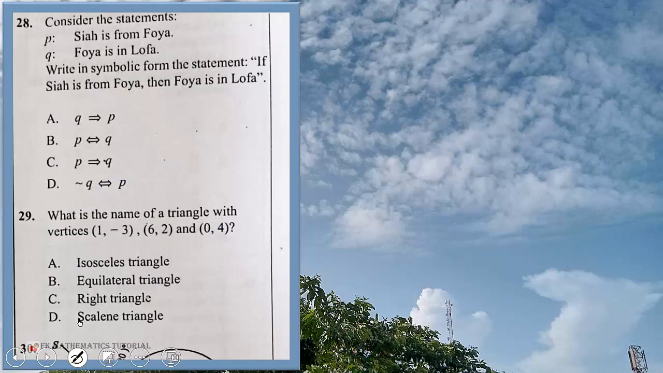Consider the statements: P, Sia is from Foya, and Q, Foya is in Lofa. Write in symbolic form. If Sia is from Foya, then Foya is in Lofa. So this is P. If P, then Q. So if P, then Q, we write it as P implies Q. So the correct answer is C.